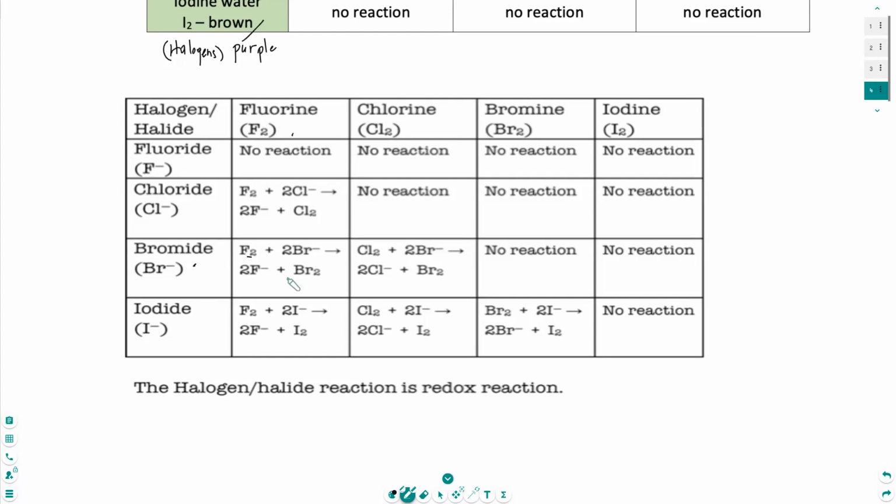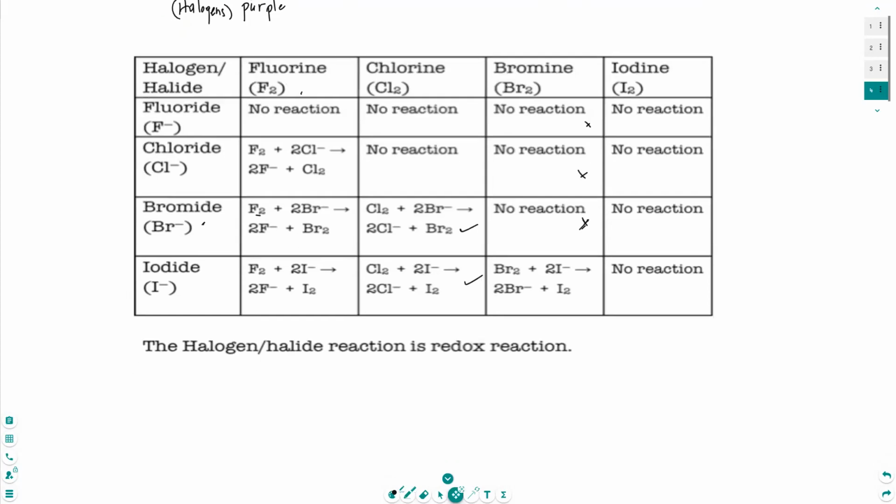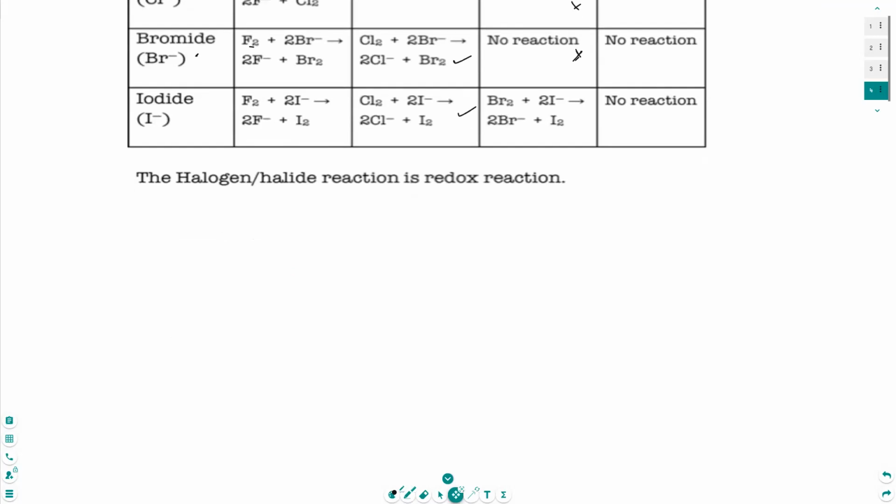All right, and you can see that the chlorine cannot displace fluoride. It won't react with itself, but it can displace the bromide. It can displace the iodide. Bromine cannot displace fluorine, cannot displace chloride. It won't react with itself, and it can only displace the iodine. Unfortunately, iodine cannot displace anybody because it's at the bottom of group 7 and it has the weakest oxidizing ability. So that concludes our discussion on the reactions of group 2 elements and the reactions of group 7 elements.